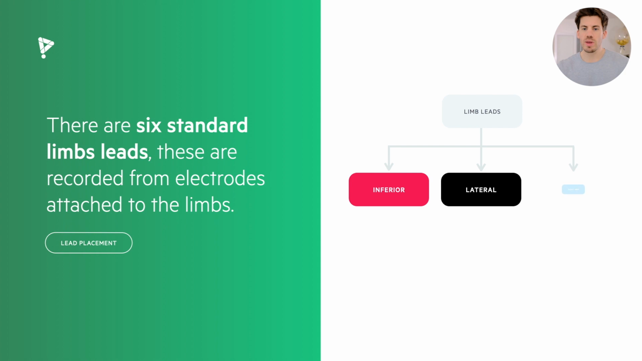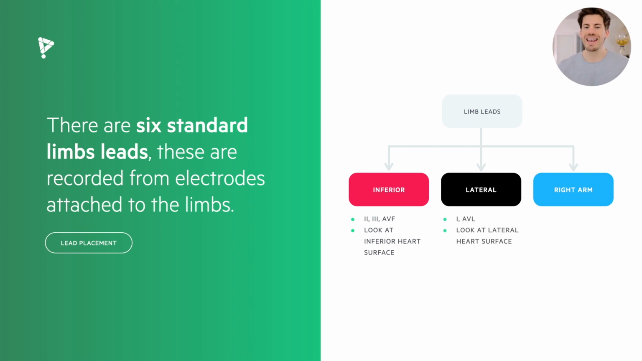So we can group the limb leads into 3. We have the inferior limb leads, the lateral limb leads, and the right arm limb lead. The inferior limb leads give us 2, 3, and AVF, and that looks at the inferior surface of the heart. The lateral limb leads are 1 and AVL, and they look at the lateral surface of the heart.